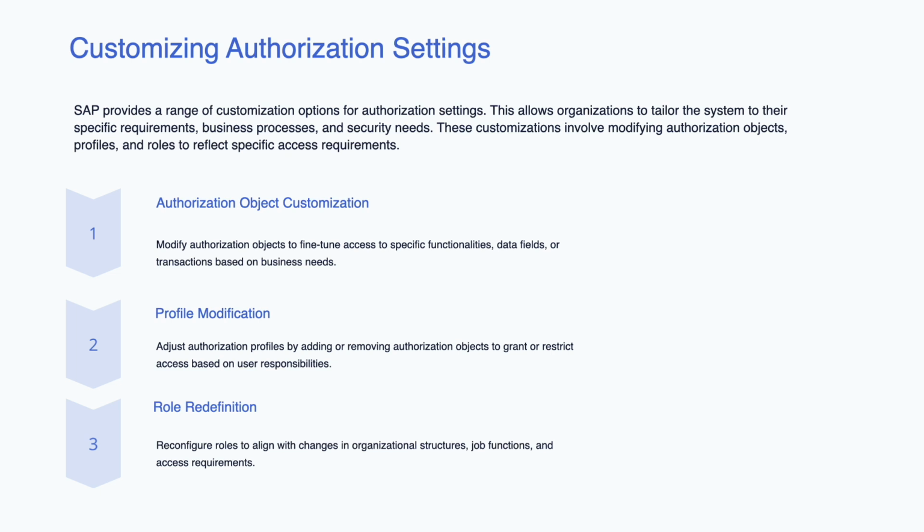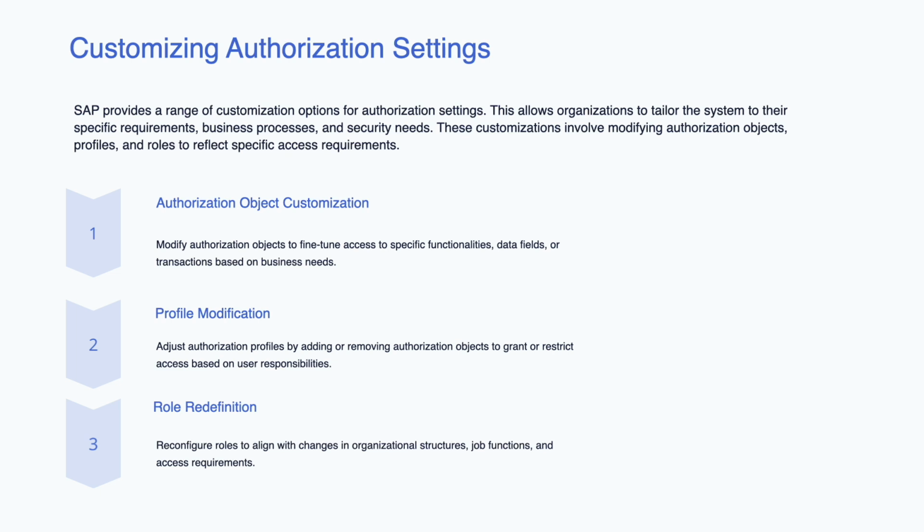Now we will see authorization object customization, how we can do it. Customizing authorization objects involves fine-tuning access to specific functionalities, data fields, or transactions. This ensures that users have the exact permissions needed to perform their tasks aligned with the business needs.